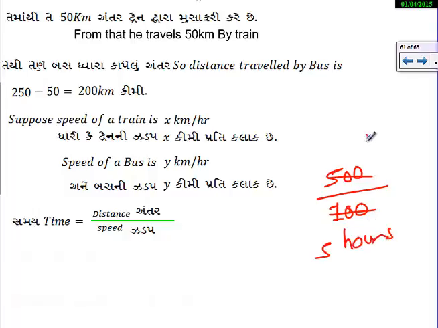Simply you divide. So that's 5 hours. So what you did, you divided distance by the speed. So now this is the formula, right? So now I will apply the formula.